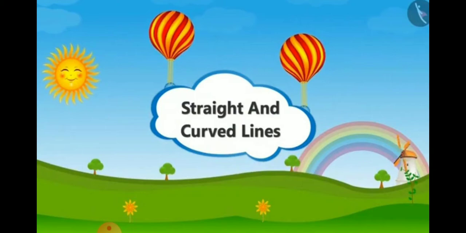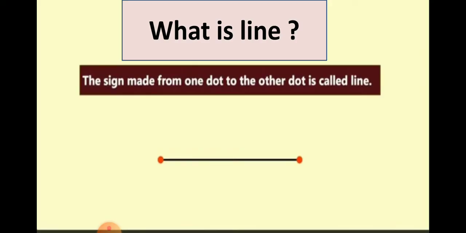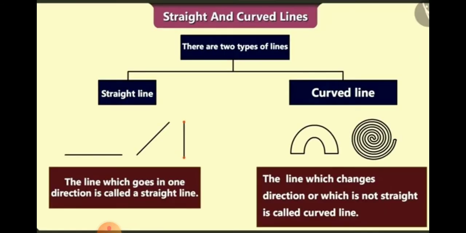Let us see what are straight and curved lines. What is a line? The sign made from one dot to the other dot is called a line. Before studying curved line and straight line, we should have a clear concept about line. Now, there are two types of line, straight line and curved line. You can see here with the help of diagram and definition too. The line which goes in one direction is called a straight line. The line which changes direction or which is not straight is called a curved line.